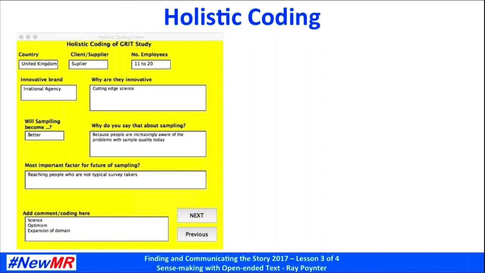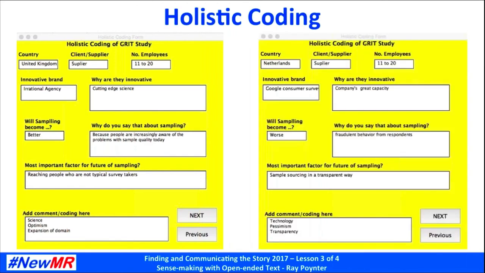So I then add my comments in. This is a box here, and before I move on to the next person, I put, okay, this is a kind of sciencey person, they're an optimistic person, and they see an expansion of the domain of market research. That makes sense from Irrational Agency, who are bringing things like behavioral economics. We can see they think sampling is going to be bigger, and they're interested in getting new types of people into the industry. So we can see something holistic about their responses.